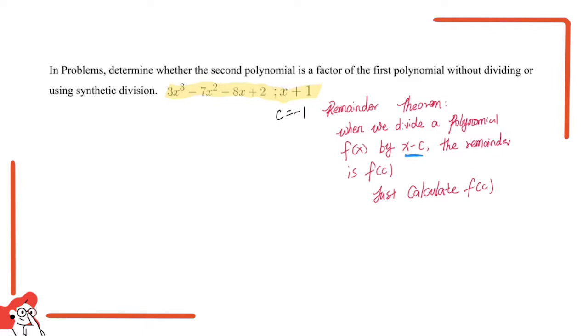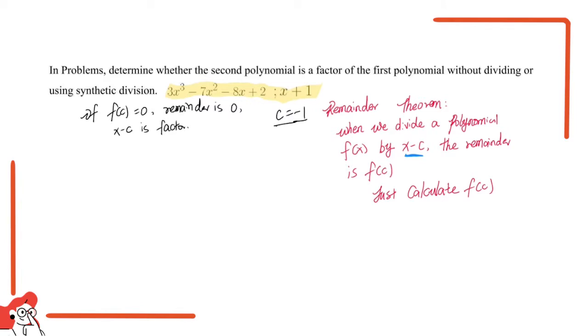So what we can do is just to put -1 back into f, which is 3x cubed, and the long polynomial right here is the first polynomial. Okay, so let me write here. If f(c) is equal to 0, that means the remainder is 0. It says x minus c is a factor. Okay, so let's test it out. So we put c into the first polynomial.